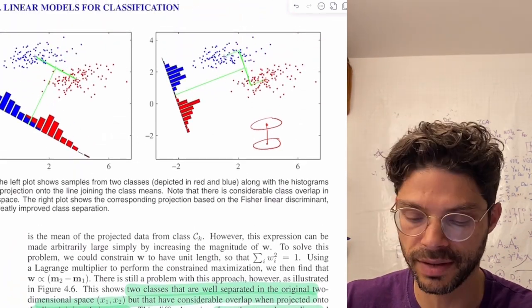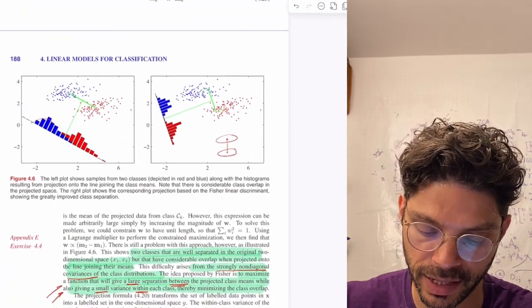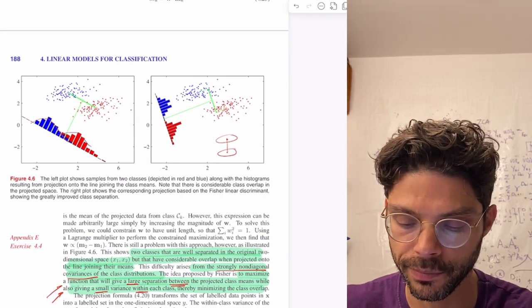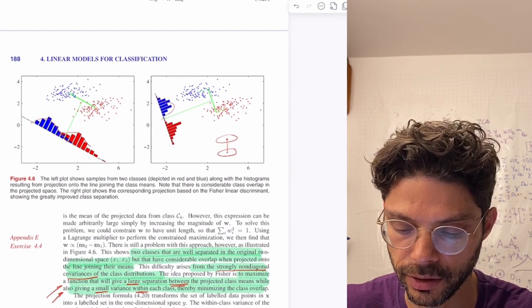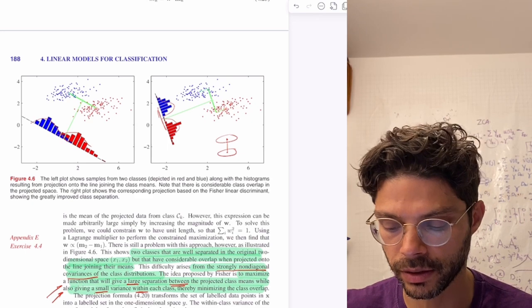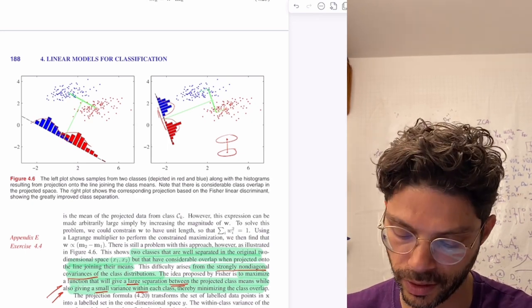And if you go back to this example, you can see that even within classes, they're just not very tight, right? The distributions are quite broad. Whereas here, they're a little bit tighter, and now the two classes are well separated. So the question is, how do we do that?